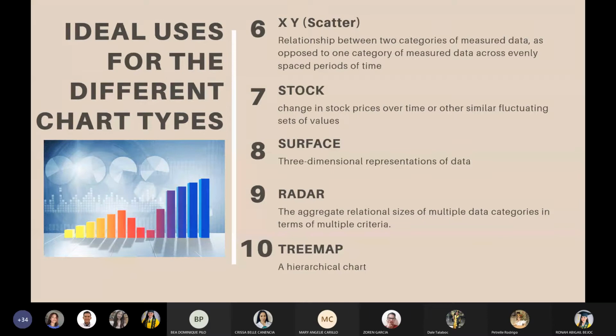All right. Next, we also have the radar. It is also called, according to my research, spider chart or the web chart. Why? Because from the definition, aggregate relational sizes of multiple data categories in terms of multiple criteria. So multiple, daghan kaayo, mura siya web, mura siya spider. It lets you show multiple items in multiple criterias. So honestly, di ko ka-explain kay wa pa ko kagamit aning radar. Hopefully makagamit ta one day. Then we also have, for the last ani dere, tree map, which shows a hierarchical chart.